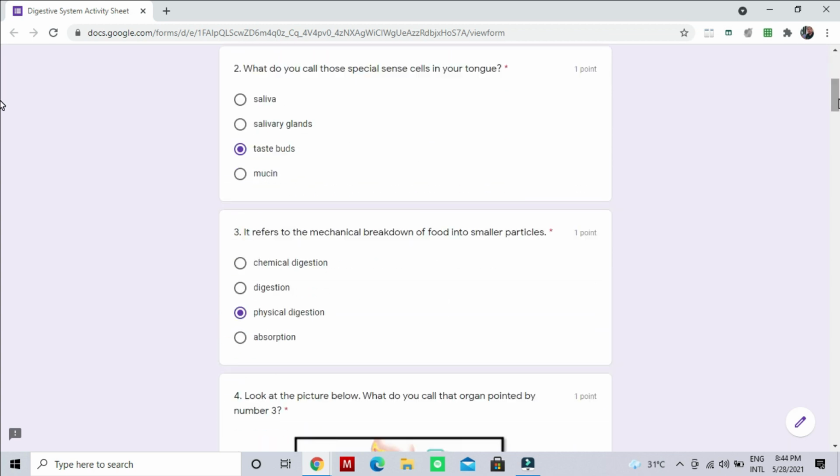Question number two. What do you call those special sense cells in your tongue? The correct answer is taste buds. Question number three. It refers to the mechanical breakdown of food into smaller particles. The correct answer is physical digestion.